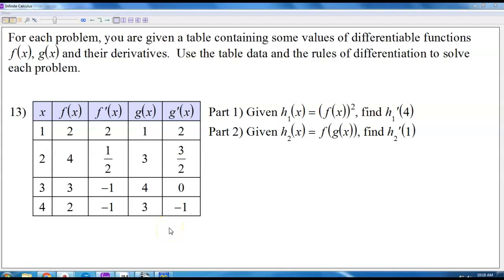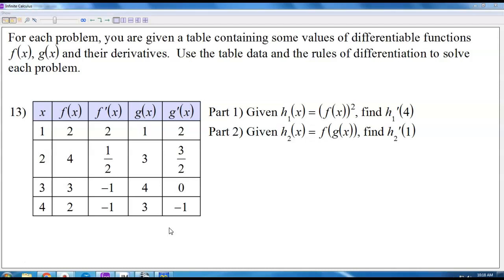Let me go through these and answer any questions on them. And then I got a couple more up here too. So this is chain rule with tables instead of with actual equations, which I think is harder. It seems like it's easier because you just got a bunch of reasonable numbers to work with, but there's a lot to pick from, and you've got to make sure you're doing it right.